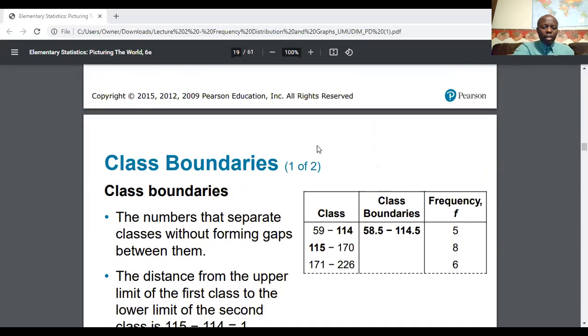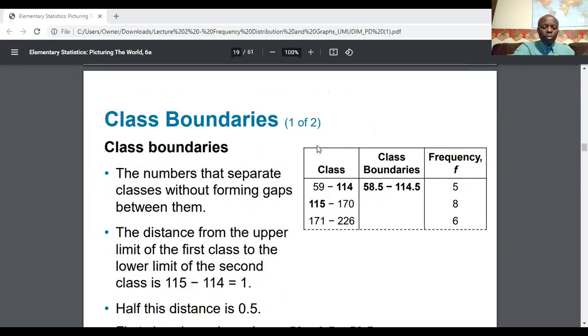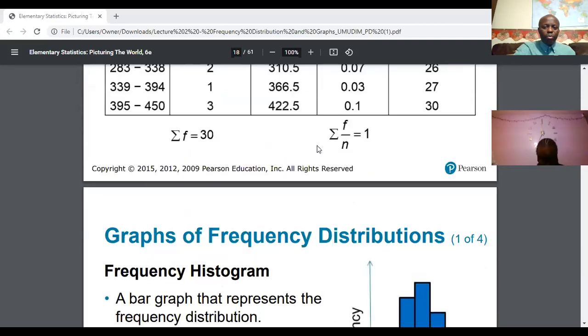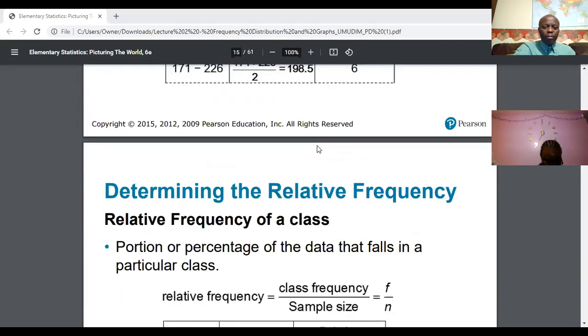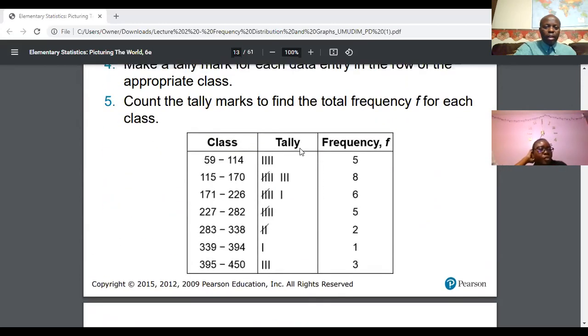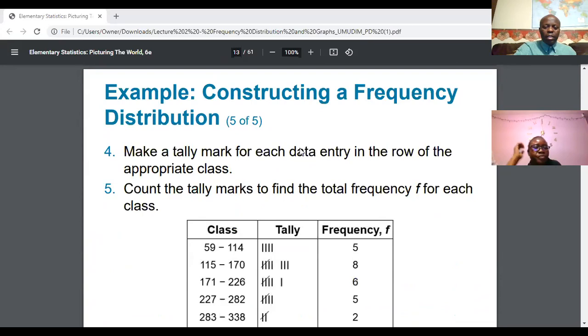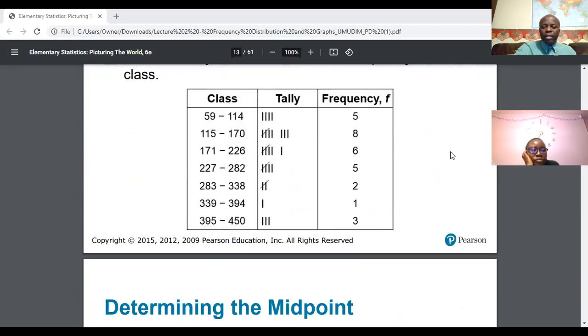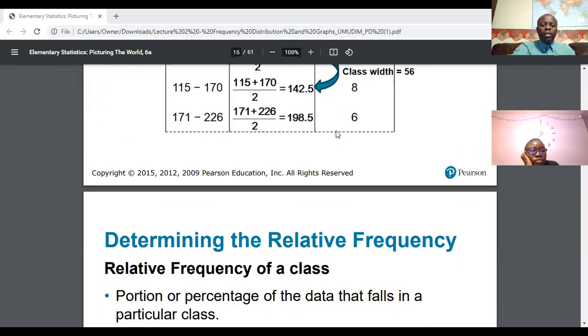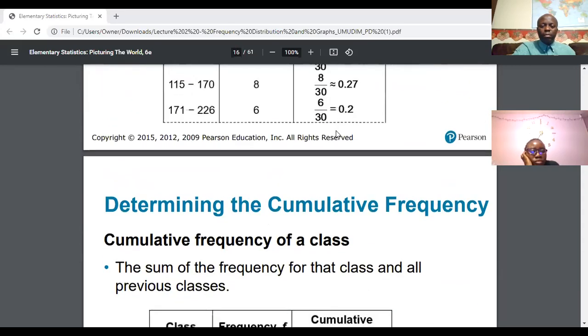So now the question says, remember that we have the original question here, which is this one. It gives the class interval and frequency. The question is to construct a histogram for this. What you are going to do is to get the boundaries first.